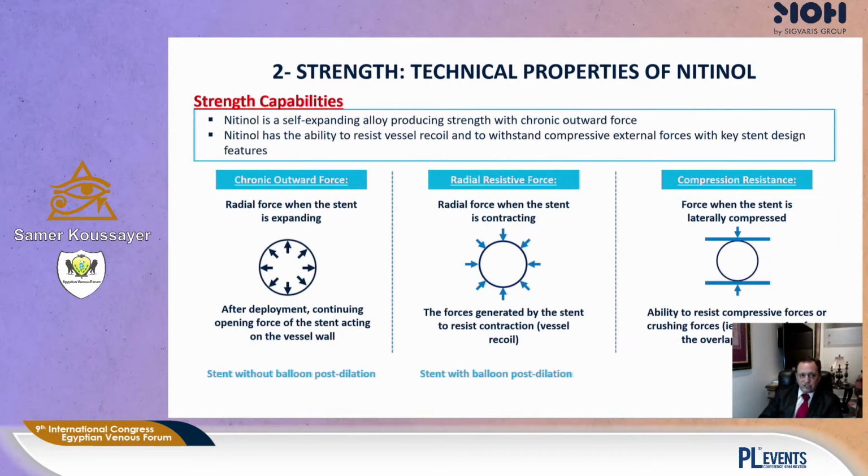The second thing is the strength. It's very important for the stent to have enough strength. What that means is that it needs to have a radial force when the stent is expanded. After deployment, the stent will continue to open, with forces of the stent acting on the vessel wall, and it also has to have resistance to contracting and resistance to compression. So the stent has to have chronic outward force, radial resistance force, and compression resistance force to be an ideal stent. And usually nitinol has these characteristics.